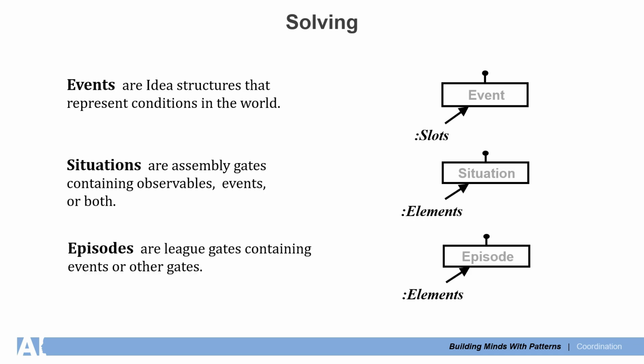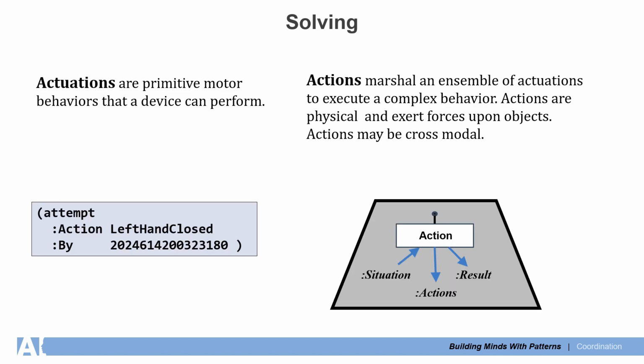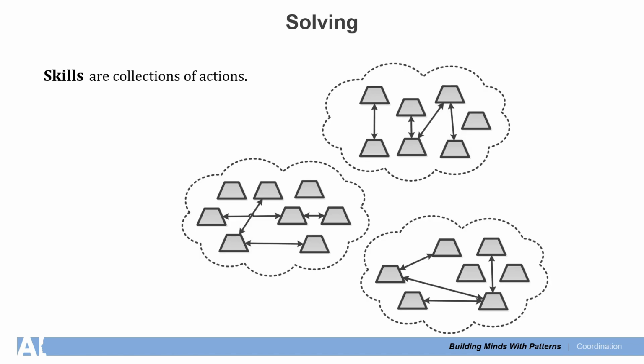Events are idea structures that represent conditions in the world. Situations are assembly gates containing observables, events, or both. Episodes are league gates containing events or other gates. Actuations are primitive motor behaviors that a device can perform. Actions marshal an ensemble of actuations to execute a complex behavior. Actions are physical and exert forces upon objects. Actions may be cross-modal. Skills are collections of actions.